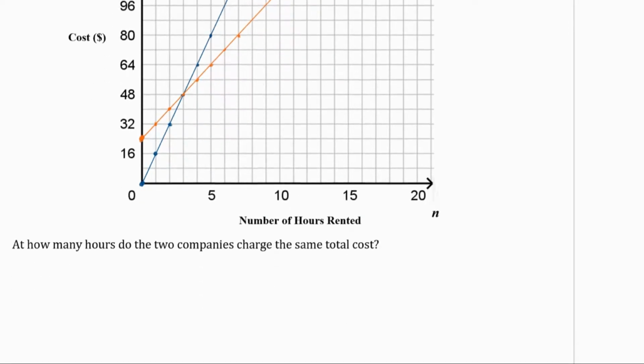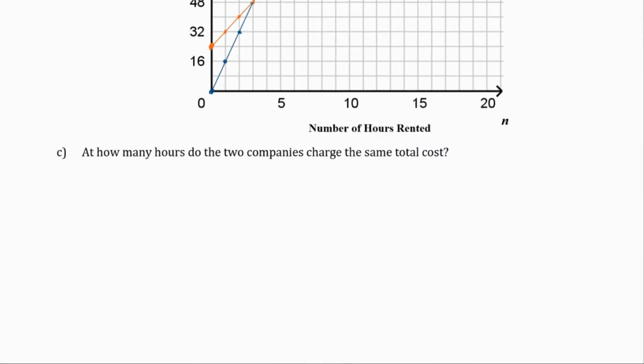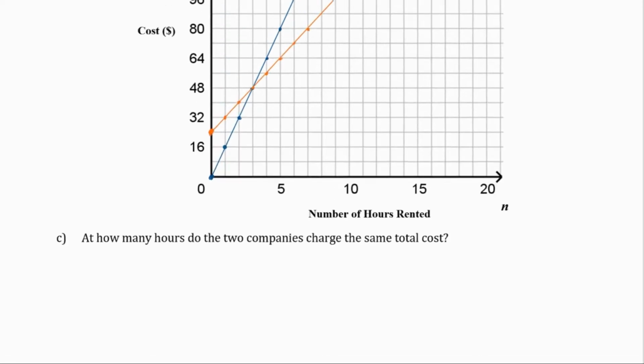Let's see, I was supposed to graph them, so I graphed them both and I labeled them both, so I am done part B. Let's see what part C says. At how many hours do the two companies charge the same total cost? So where are they equal?